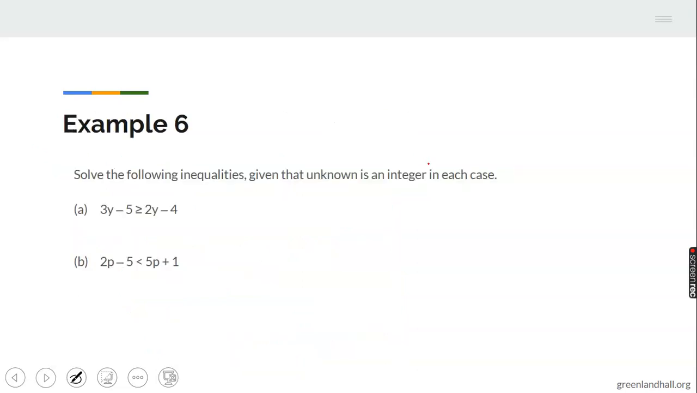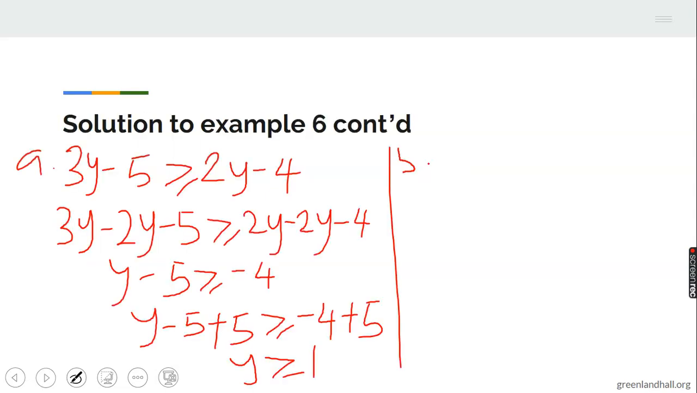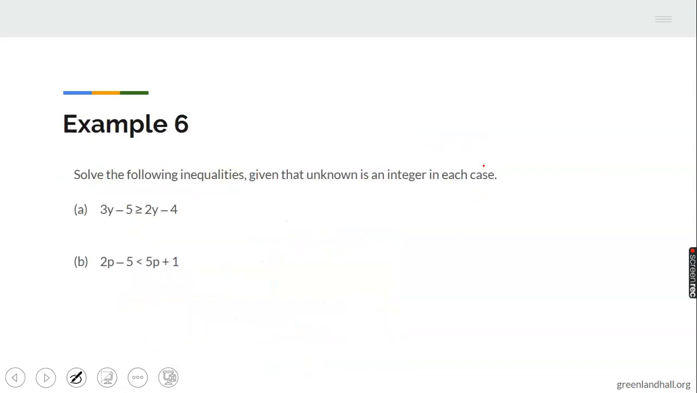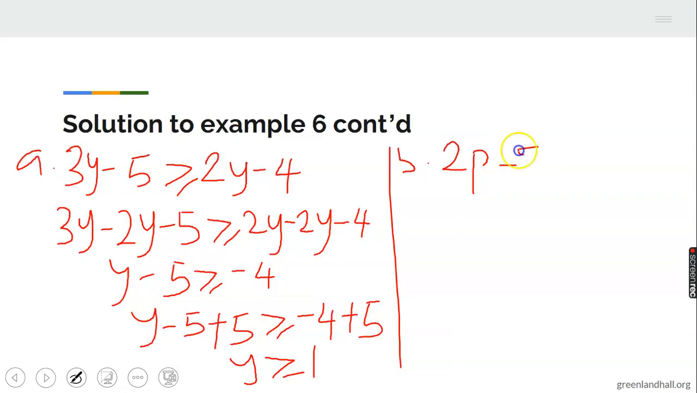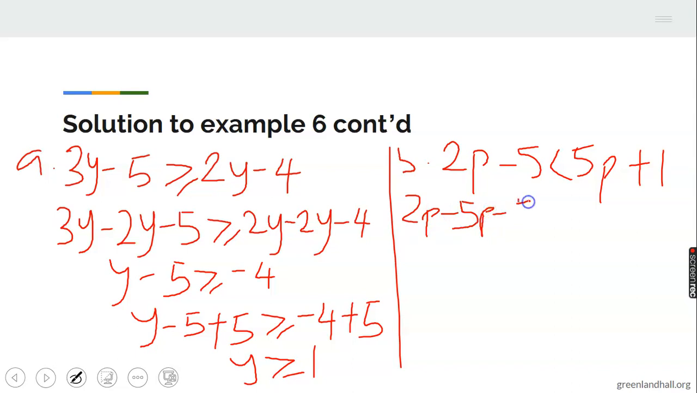The next question, question B. We have 2p minus 5 is less than 5p plus 1. Okay? Now, let's collect the like terms. Okay, sorry, let's do what we're supposed to do. That will be 2p, subtract 5p from both sides. 2p minus 5p minus 5 less than 5p minus 5p plus 1.